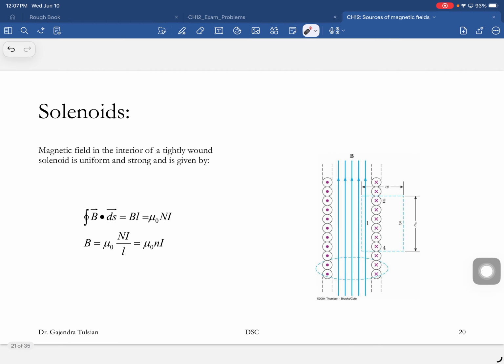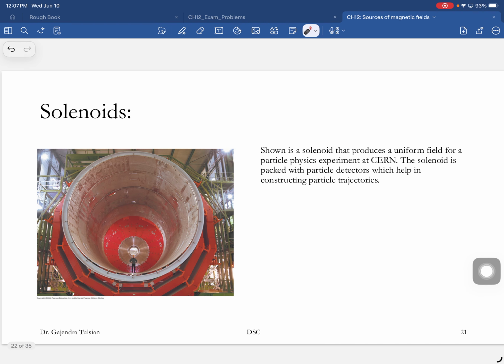Again, you can show this using Ampere's law. Okay. So like I said, Ampere's law is useful in calculating magnetic fields.